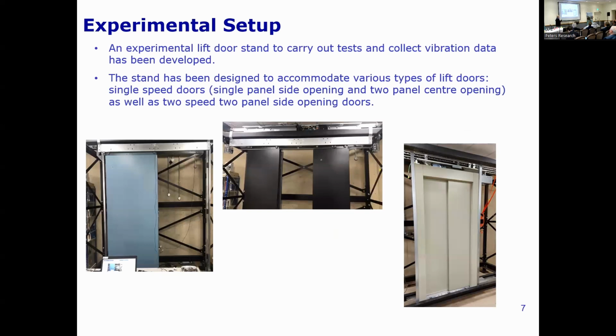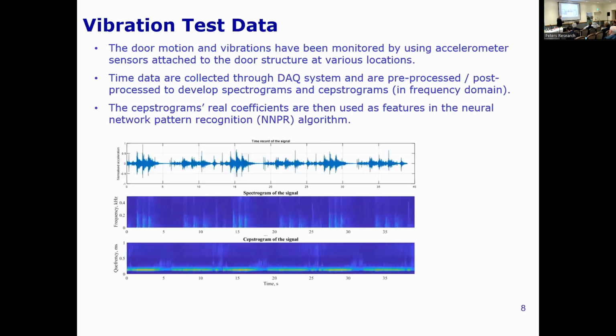Now, that's the picture which shows our experimental setup. In our lab, we have a setup which accommodates different types of doors. For example, here on the left, it is a single panel side opening door, single speed. This door is center opening, single speed, 2 panels. And here is another set of doors, 2 panel, double speed, side opening. We have more to come. So that's what we do. We take sensors, we place them in strategic points of the structure, and we record vibration. And when we take vibration, we can do further work.